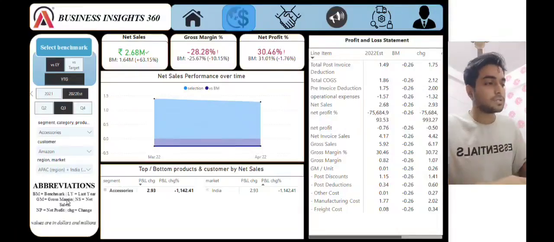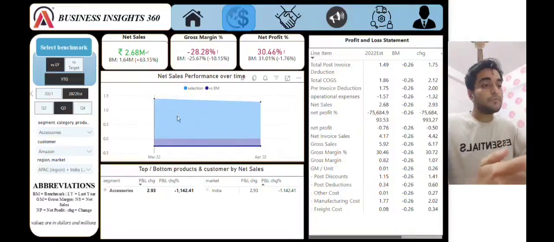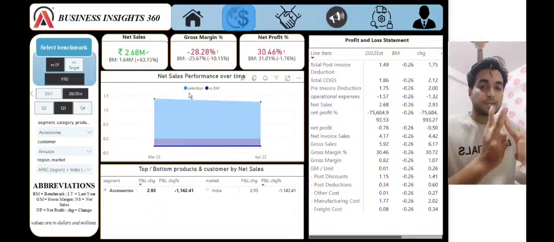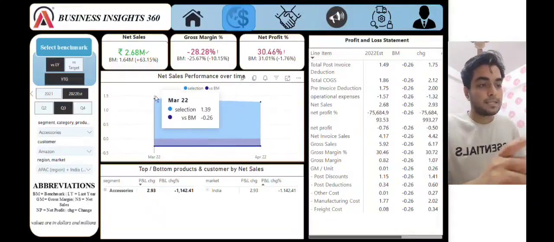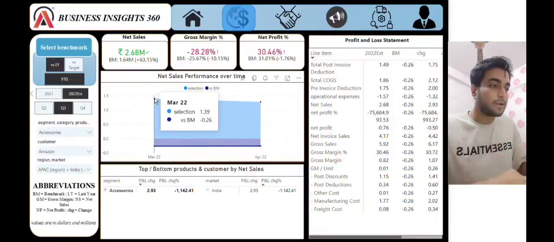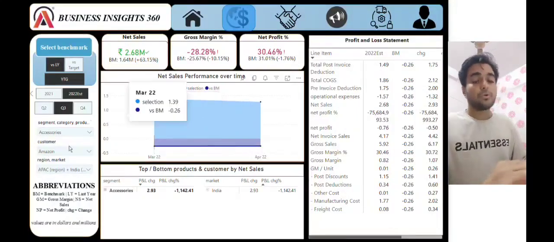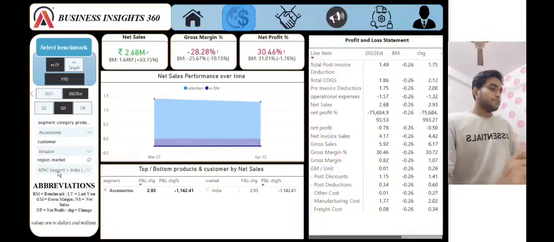What it basically shows is that over a given period of time, what are the product sales that have happened for your customer in a specific given region. If we have selected accessories for our customer target Amazon in the region of India, then what this graph shows is from March 2022 to April 2022, what is the net sales of this particular product.